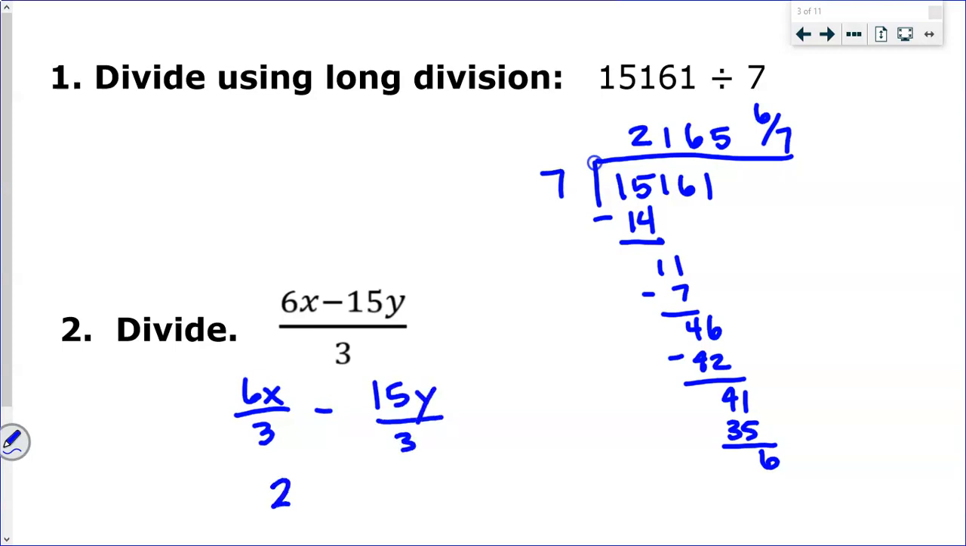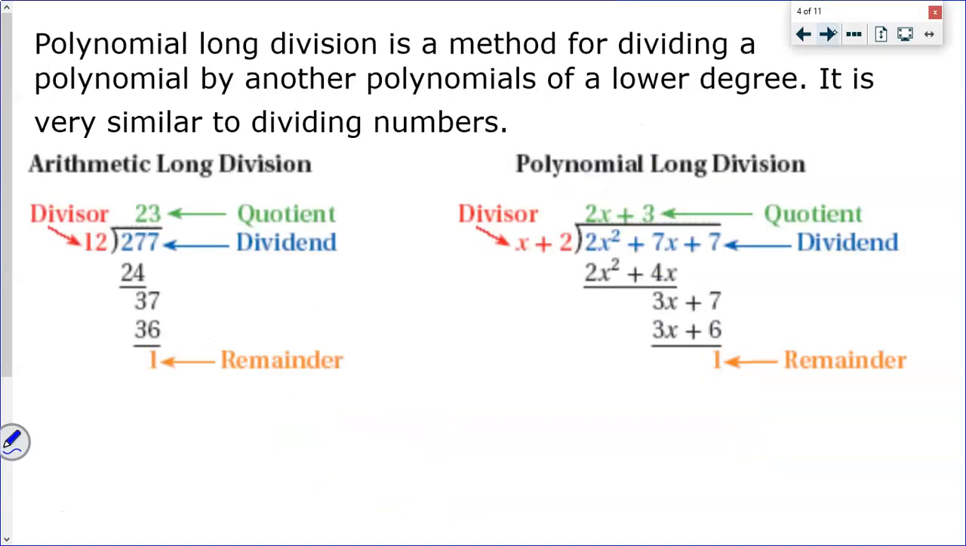So when we do that, we get 2x here, right? And we get negative 5y there. So hopefully this refreshes your memory. This was our review, okay? So now we're actually going to do this.